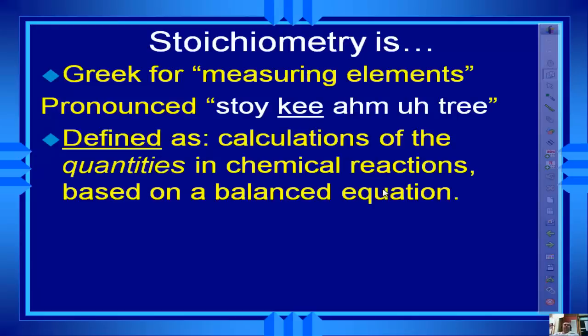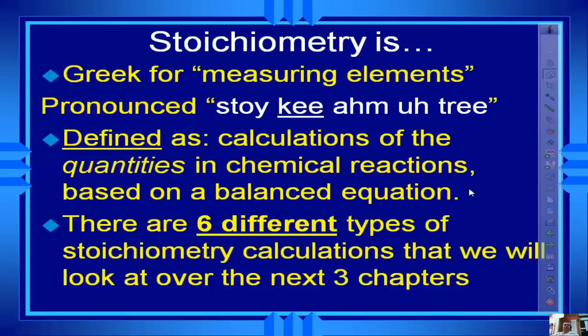Stoichiometry, just introducing it for you, is Greek for measuring elements. Again, it's pronounced stoichiometry. It's defined as the calculations of the quantities in chemical reactions based on a balanced chemical equation. There are going to be 6 different types of stoichiometry calculations that we will be looking at over the next 3 chapters. Right now we're mostly going to be talking about solids, but eventually we'll get into gases and specifically how they end up being measured.